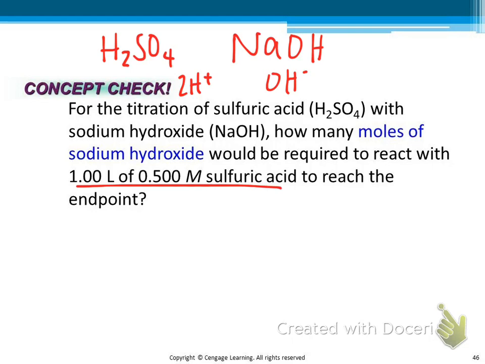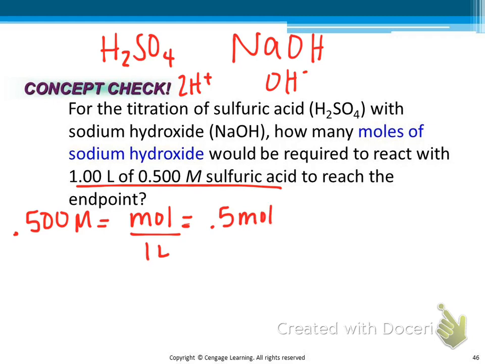sulfuric acid. So first we need to find out how many moles of sulfuric acid we have. How many moles of sulfuric acid do we have? That gives us 0.5 moles of H2SO4. I'm going to leave the units off because I don't really care. Okay, 0.5 moles of sulfuric acid.